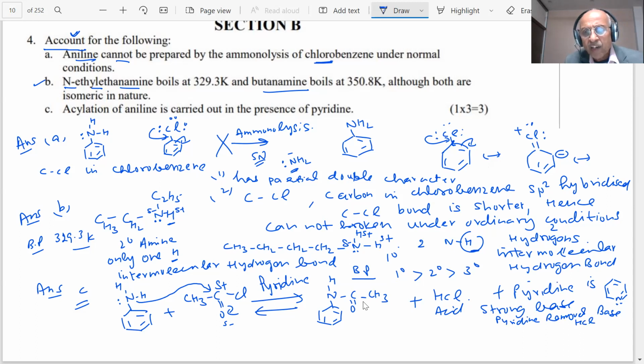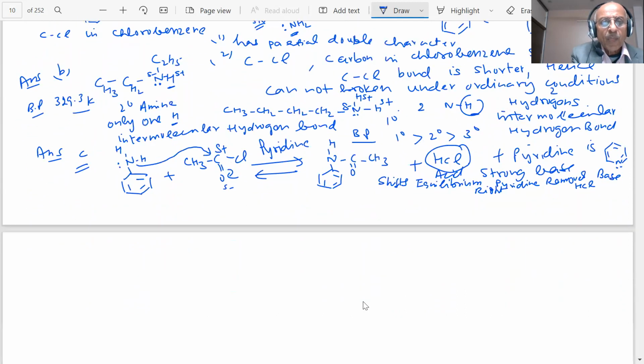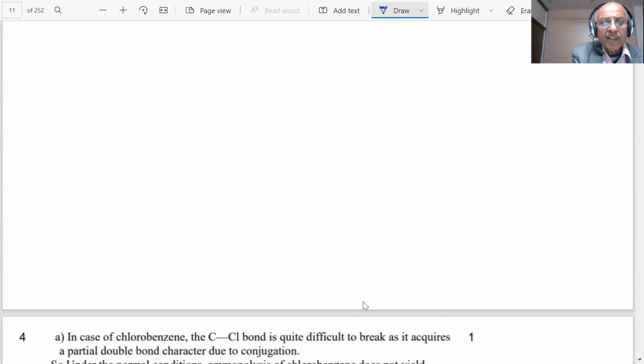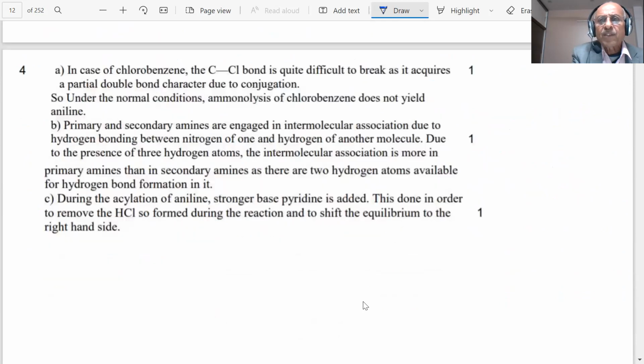And this will shift the equilibrium to the right hand side according to the Le Chatelier principle. The reaction will go in the forward direction as you remove HCl. So pyridine is a base, removes HCl, and therefore shifts the equilibrium to the right side. Hence, this reaction is carried out in the presence of pyridine. I hope you understand very clearly. Now let us see the answer which has been provided by the CBSE.